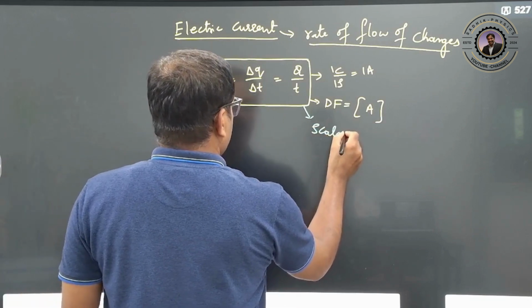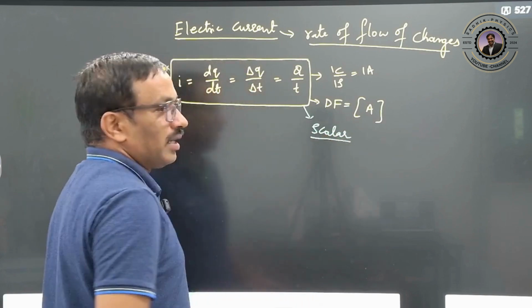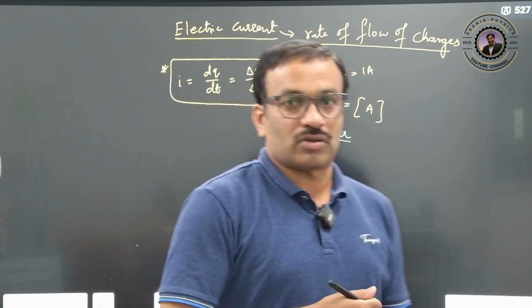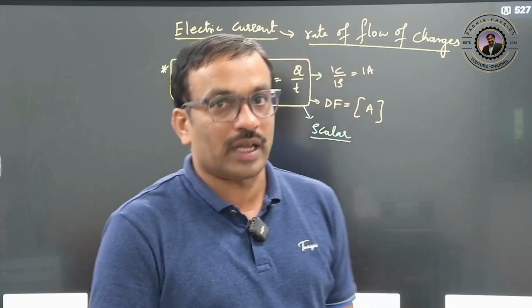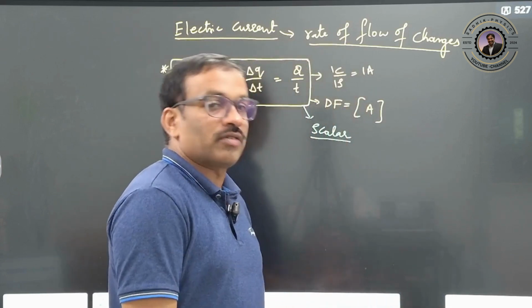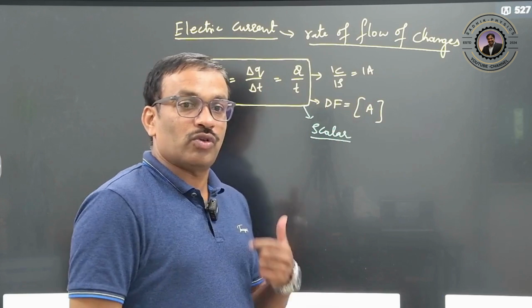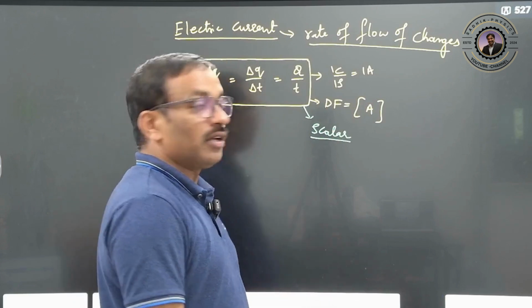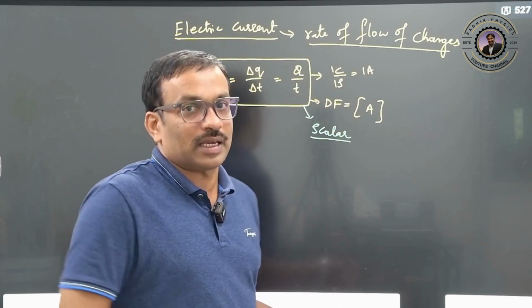Definitely it is a scalar. You can tell that current has a direction also, it will always move from positive to negative. And it also has magnitude. Even though magnitude and direction are there, it is treated as a scalar only.